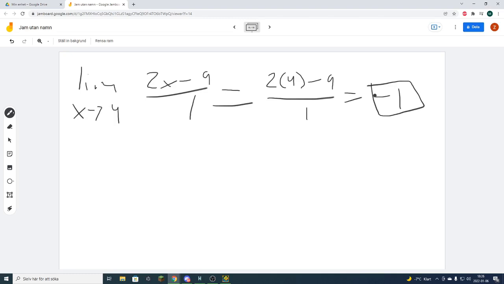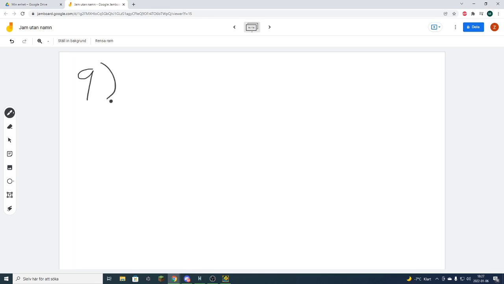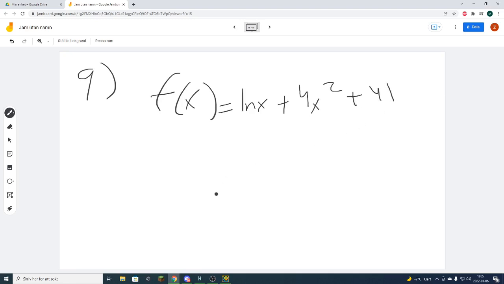Oh boy. And that was just question number 8, so we have 2 more questions. Question number 9: f of x is equal to the natural log of x plus 4x squared plus 41, and we need to find f prime of 1.